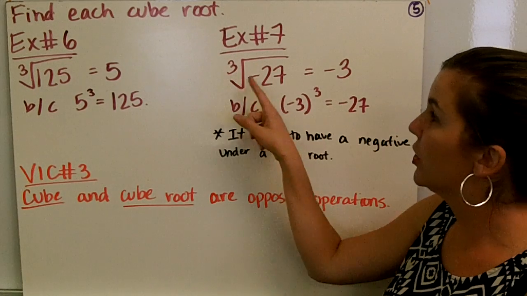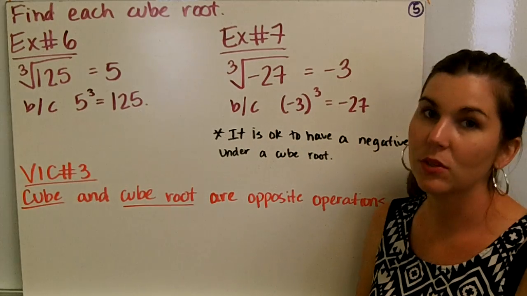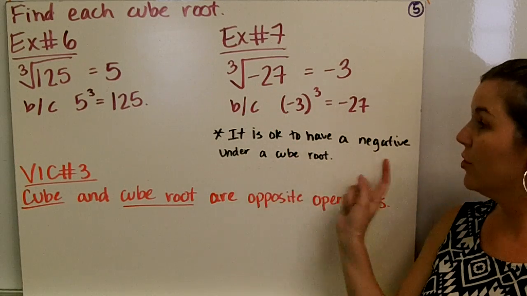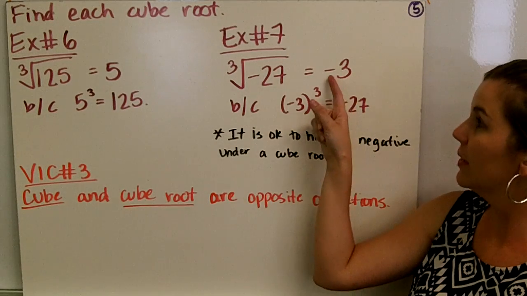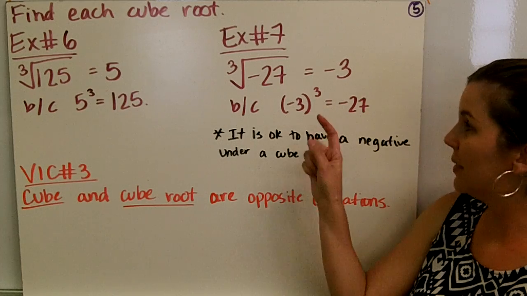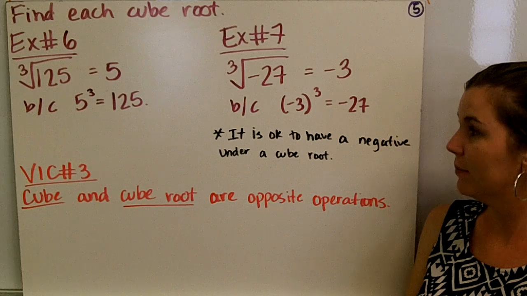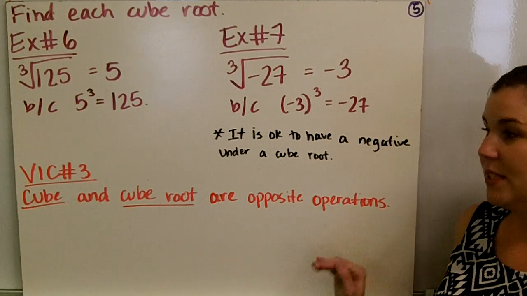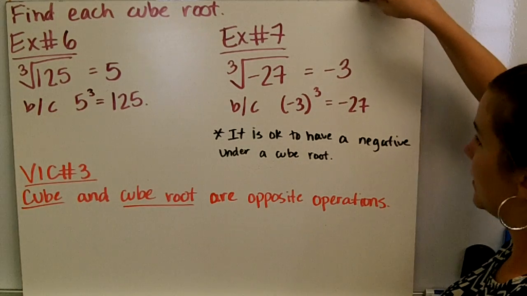Example number 7: the cube root of negative 27. Now you might be thinking, oh, this isn't possible. However, it is. It's okay to have a negative underneath a cube root, but not underneath a square root. So negative 3 is the cube root of negative 27 because negative 3 raised to the third power is negative 27. Vic number 3: cube and cube root are opposite operations, just like we said square and square root are opposite operations.